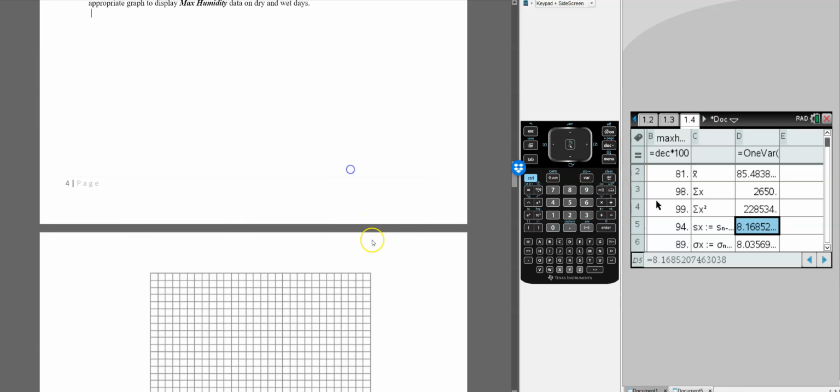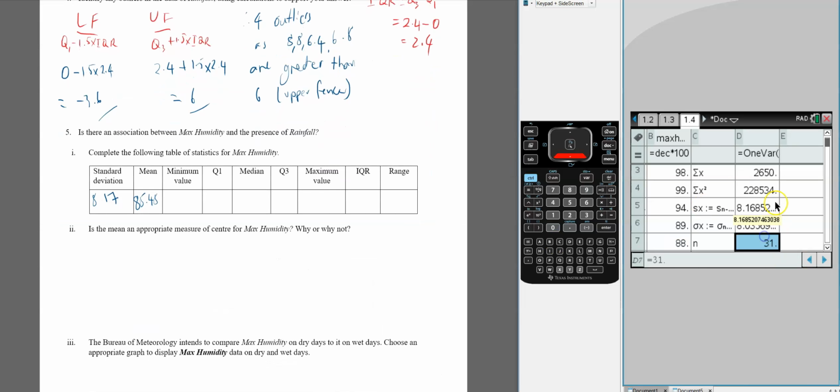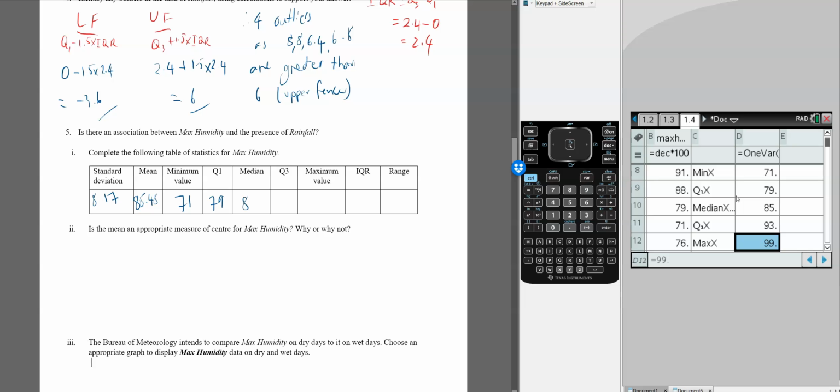Minimum value. Minimum value is min. So actually, we've got our statistics here. We've got 71, 79, 85, 93, 99. IQR is the difference between these two, which gives us 14. And the range is 28 because this is the max minus the min.